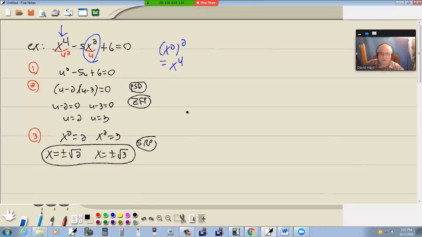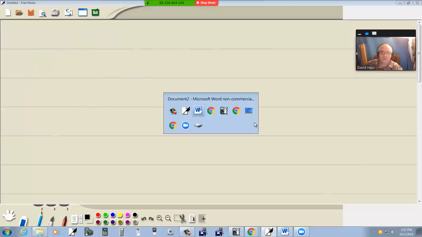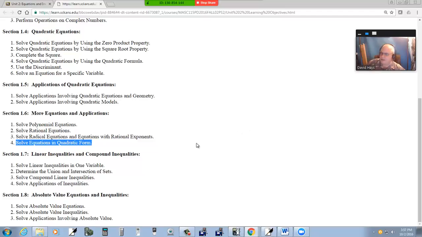Now some of them will look kind of bizarre. You may have x minus 5 square root of x plus 6. If I take my middle part, which is square root of x, raise it to the second power. Well, square root and second power cancel each other, so that'll give me x. That gives me my first part. So this is a u substitution problem on this one. Okay, let me clear that off. And that was equations in quadratic form.